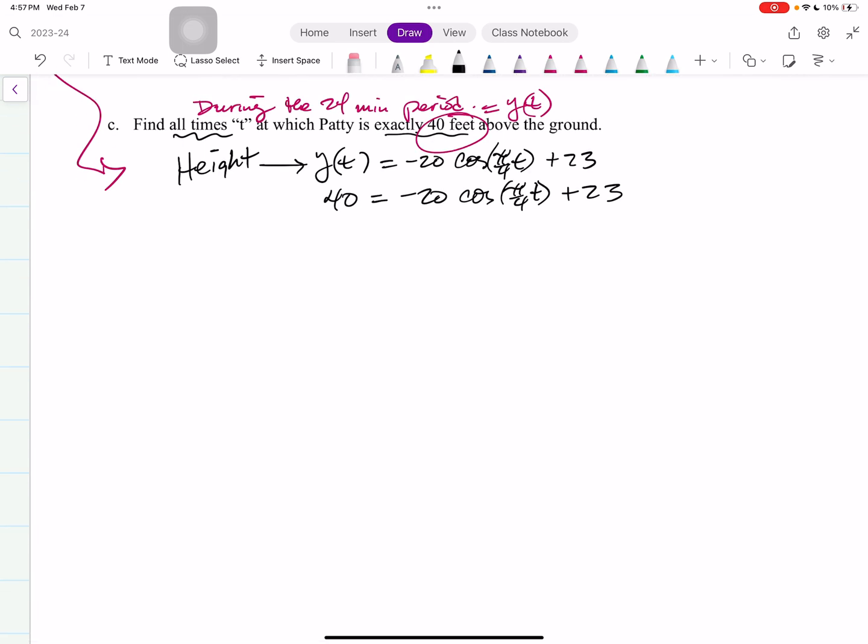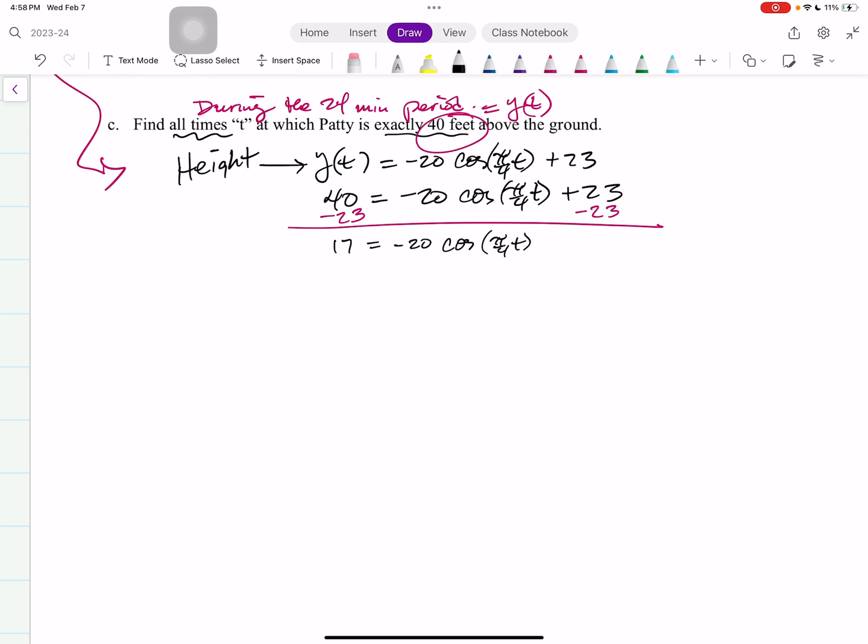So what we want to do is isolate your trig function. Let's go ahead and subtract, add the opposite. So isolate your trig function. 40 minus 23 is 17. So 17 is equal to -20 times cosine of pi/4 t.